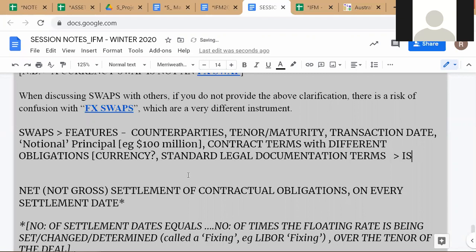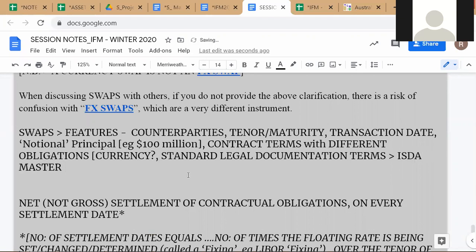ISDA used to stand for International Swap Dealers Association. Now they just call themselves ISDA. In the middle, I think they called themselves swaps and derivatives, but earlier it was swap dealers, and now it is swaps and derivatives. The ISDA Master Agreement, you'll see this mentioned in the book.